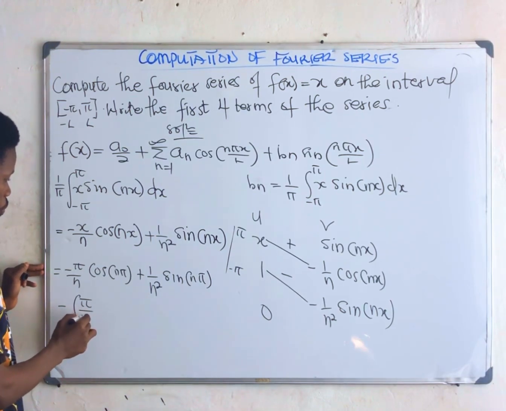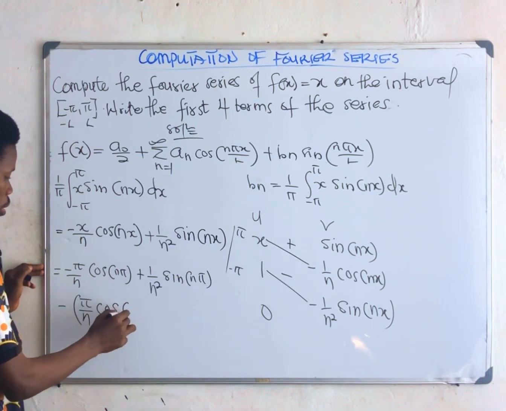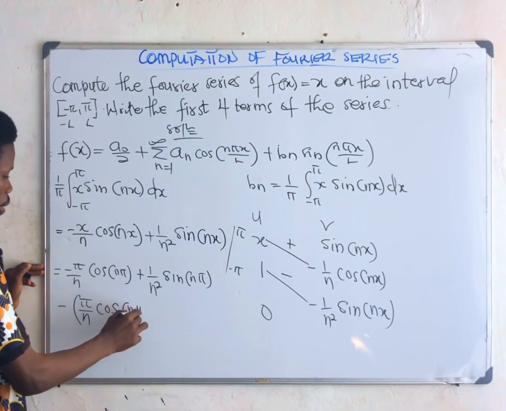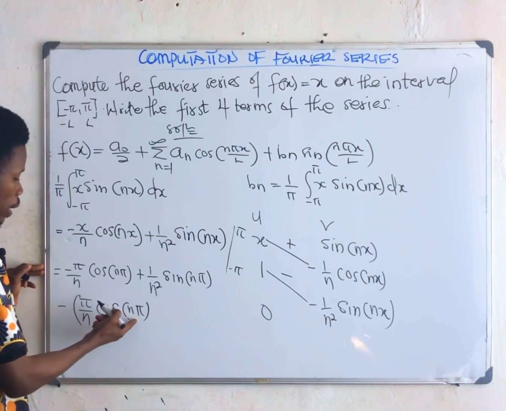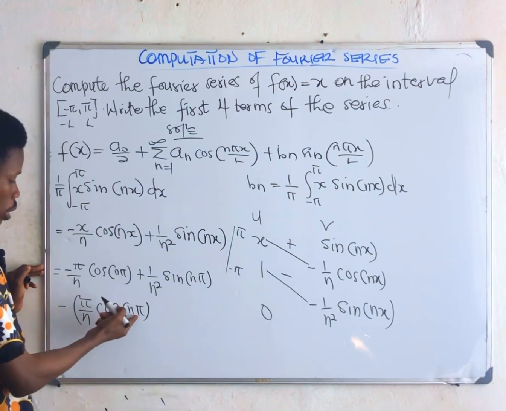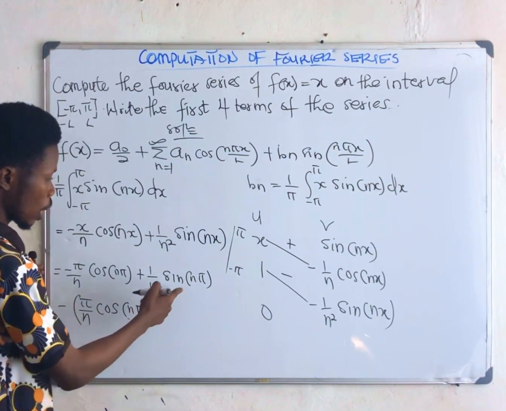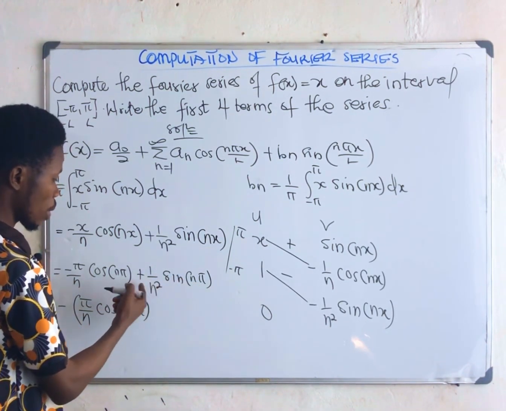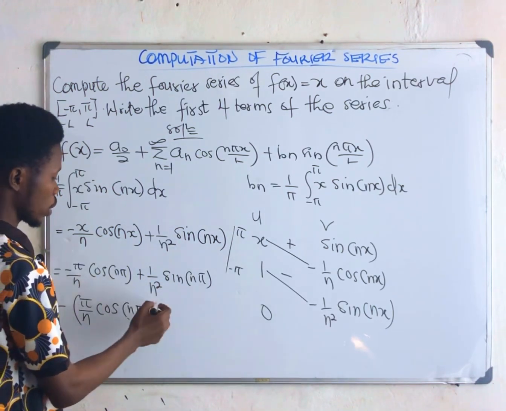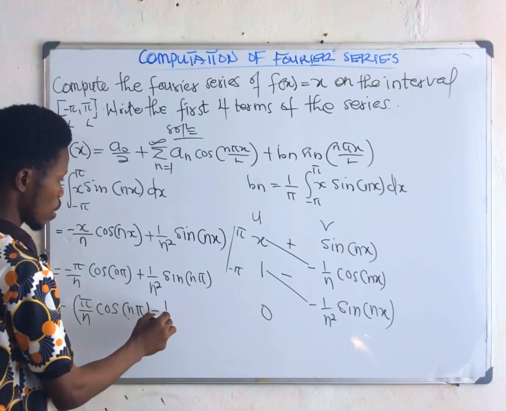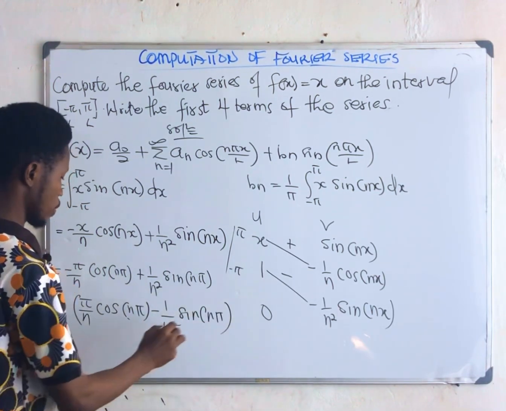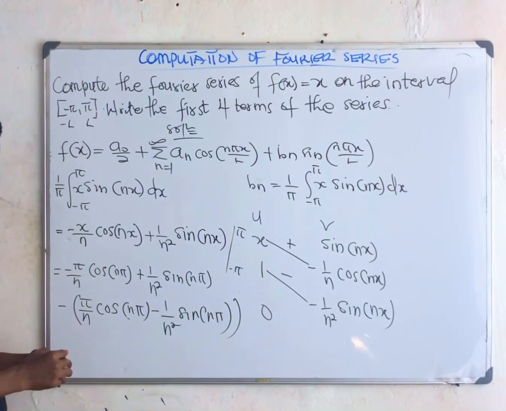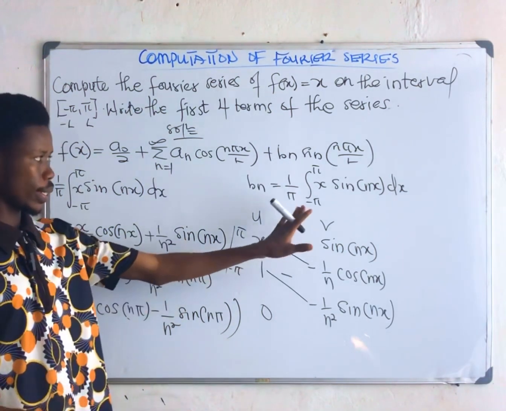pi over n cos n pi. Remember, if I put negative pi here, cos is cos, the negative will vanish, right? Now if I put negative pi here, the negative will come out because this is an odd function, and this is an even function. So here we have minus 1 over n squared sine n pi. Let's close the bracket. So this is what we have.